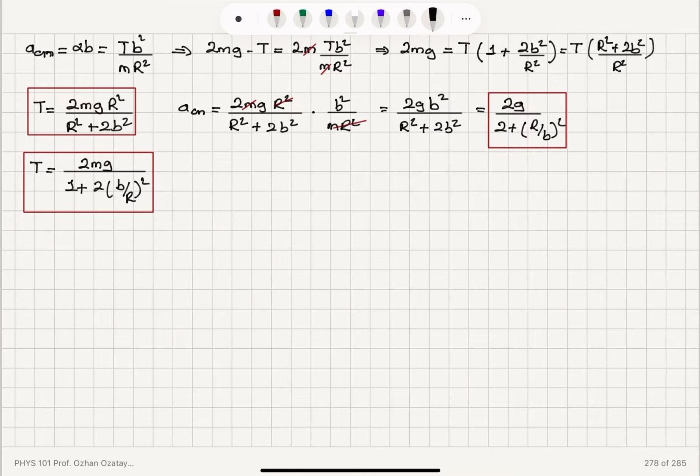Now the angular acceleration alpha is the acceleration of the center of mass divided by b, the radius of the axle. So this will be equal to 2g divided by b, divided by 2 plus (R over b) squared. So this would be our angular acceleration.